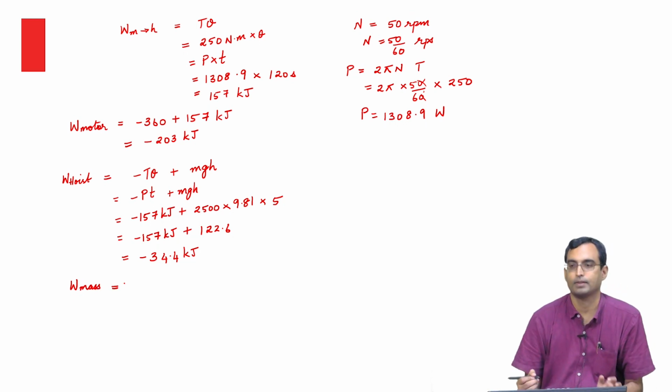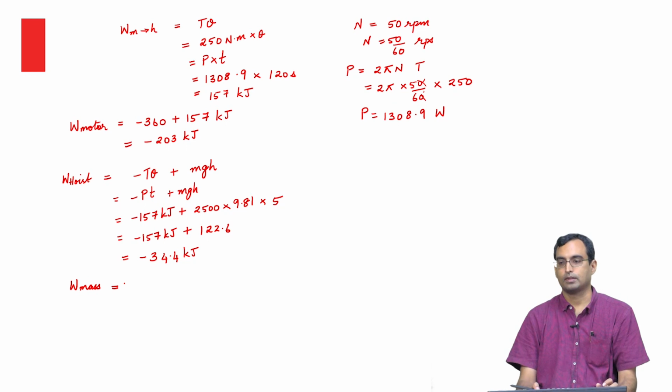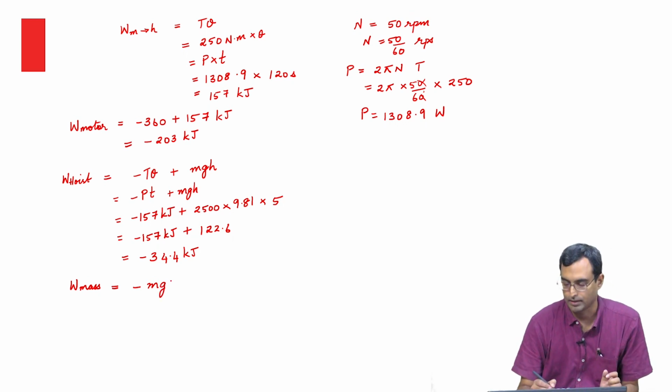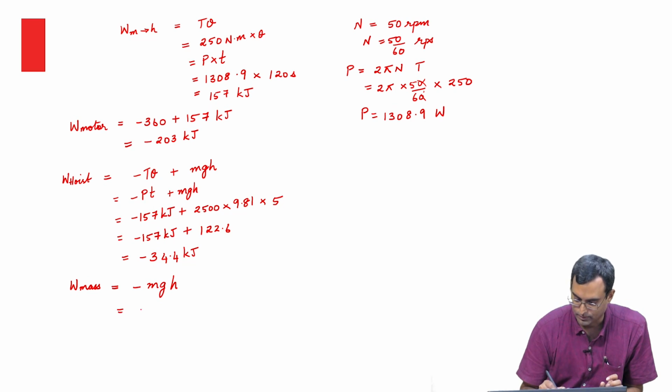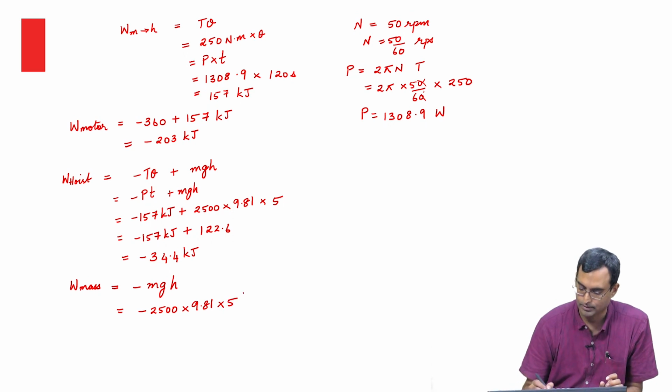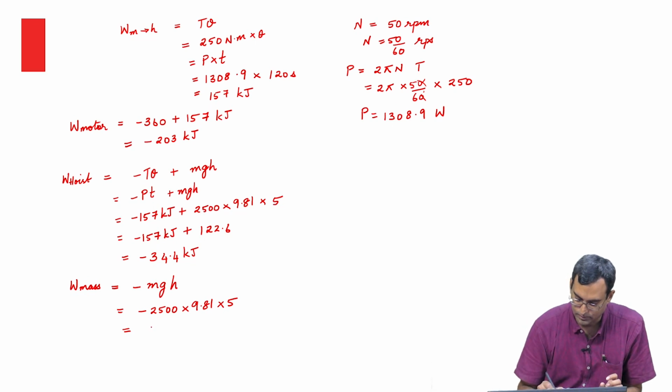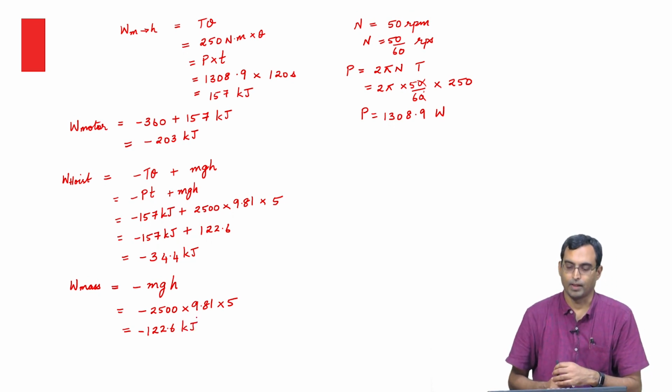And then we have the work interaction for the mass itself. If we take the mass as a system, the mass is being lifted up, so work is being done on the mass, so that work would be negative, and the work done would be essentially the weight into the displacement. So, that is minus 2500 kg, which is m, into 9.81, which is g, into 5 meters. So, this should be this value here, which is the work interaction for the mass.